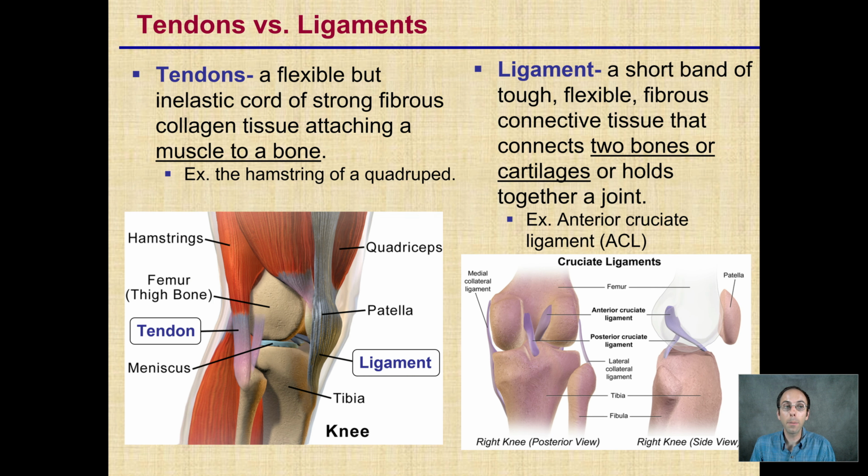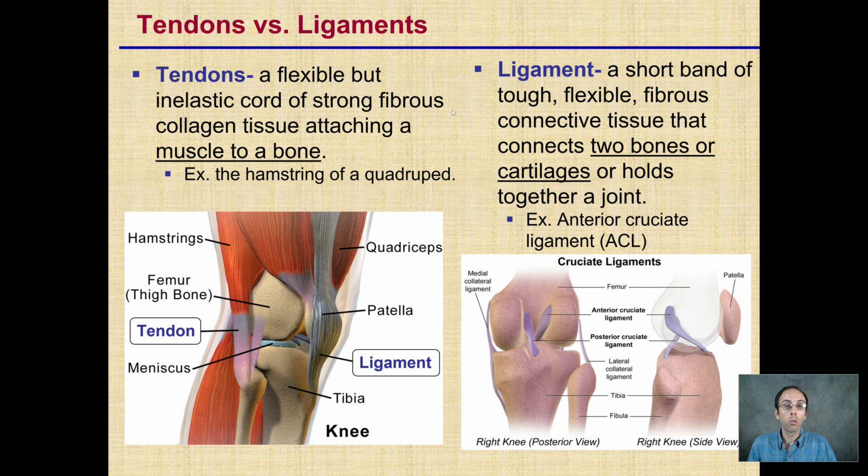And we have tendons and ligaments. Tendons are flexible but elastic cords that are strong fibrous collagen tissue. And the key part with a tendon is it attaches muscle to bone. An example would be the hamstring or quadricep. Tendons attach muscle directly to bone, as we see here.